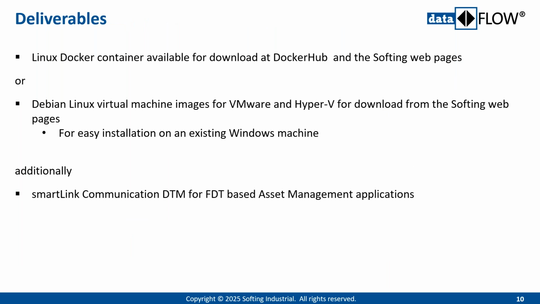The smartLink SWHT is delivered, or is built, as a Linux Docker container, which could be downloaded from Docker Hub or the SoftLink web pages. We also provide a virtual machine image, for easier use of the application on a Windows machine. So there you can use our Hyper-V image and simply run that on an existing Windows machine in parallel, for example, to an FDT application. As mentioned before, additionally, we provide the smartLink communication DTM for all FDT-based asset management applications.